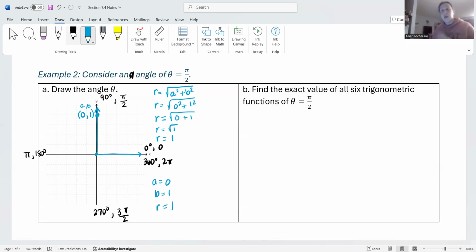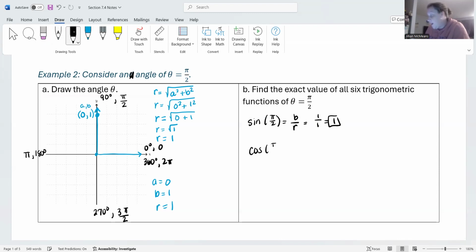Okay, now the directions here said find the exact value of all 6 trigonometric functions. So we have to go back to the definition. So sine of theta, or well, let's not say theta. We know what theta is. It's pi over 2. So let's go back to black ink. I don't know why I kept sticking with the blue. So we have sine of pi over 2. Well, sine of pi over 2 is b over r, which is 1 over 1, or 1.